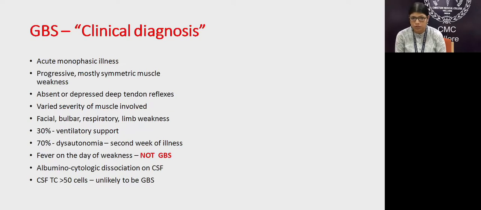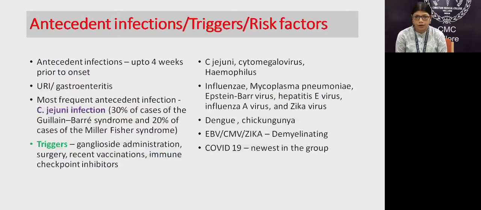Albuminocytologic dissociation is the hallmark of GBS. Having said that, the cells have to be less than 5 and the protein should be high. Up to 50 cells are accepted in the GBS group of disorders. But if the total count of cells is more than 50, then again we have to carefully look for an alternative diagnosis.